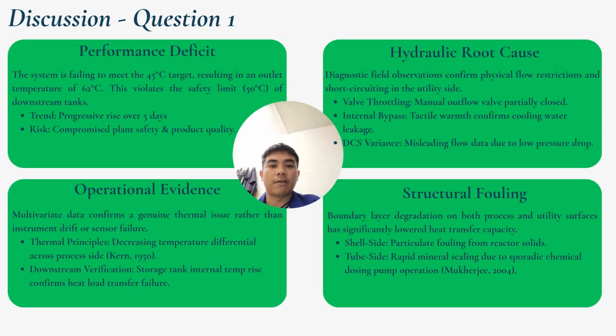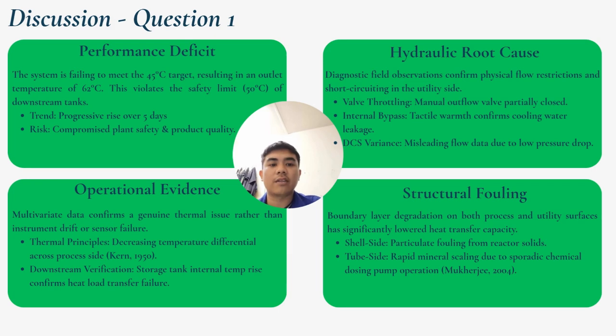Next, we look at operational evidence. Data verification confirms this is a physical performance degradation rather than a sensor drift. Applying Kern's models, a decreasing temperature differential across the process side confirms a genuine drop in total heat duty. Furthermore, the downstream storage tank is reacting to this excess heat, which independently verifies that the thermal issue is a physical reality.